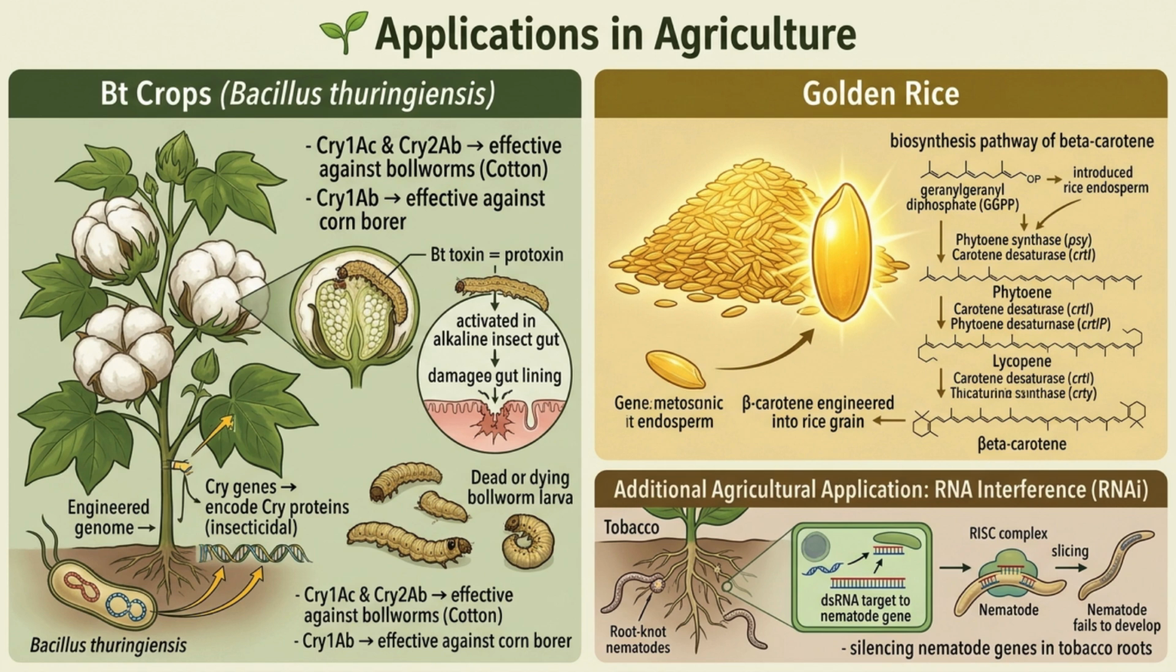Golden rice. This was engineered to produce beta-carotene in the endosperm of rice grains, addressing vitamin A deficiency. And RNAi, RNA interference, is used in tobacco plants to introduce genes that silence specific nematode genes, protecting the roots. This concept of RNAi is new syllabus and a definite NEET 2026 hot topic.